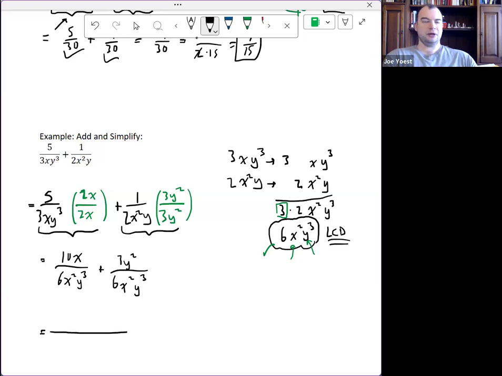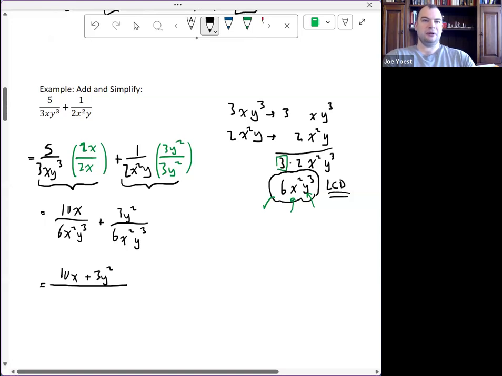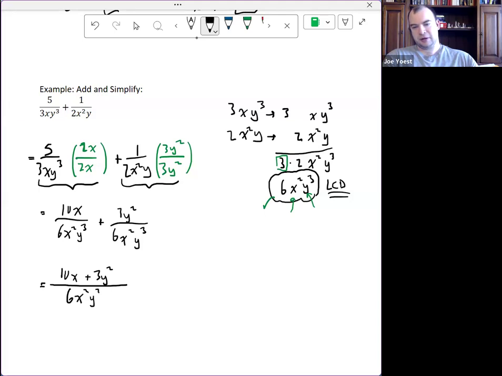I add my numerators, which represent how many slices of pizza I have, 10x on one hand and 3y squared on the other hand, and I keep the same denominator. My slice size has not changed in this step. 6x squared y cubed.